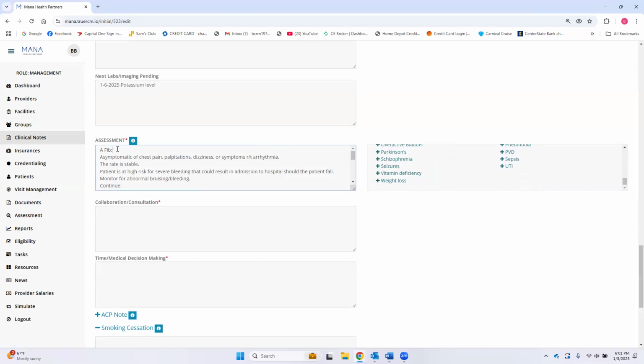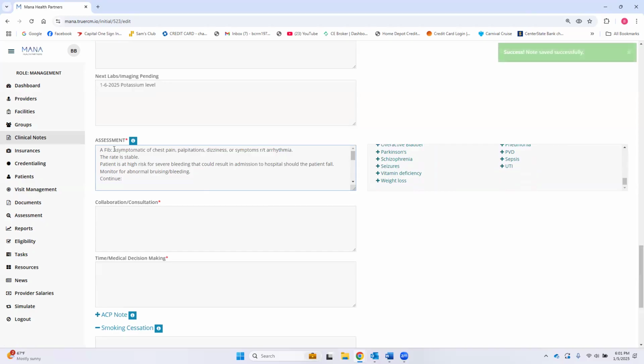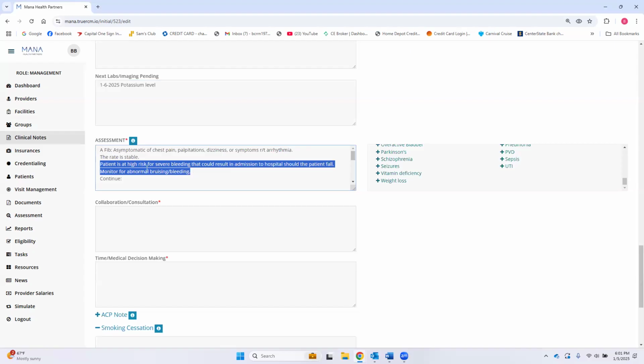So starting off with the AFib. That is your diagnosis. Then we're going to go to the assessment portion of it. Well, the assessment is the patient is asymptomatic. So then there's another portion of the snippet that says that they're at high risk for bleeding if the patient falls, and monitor for abnormal bleeding or bruising. That makes sense if they're on Xarelto, Eliquis, aspirin and Plavix combo.